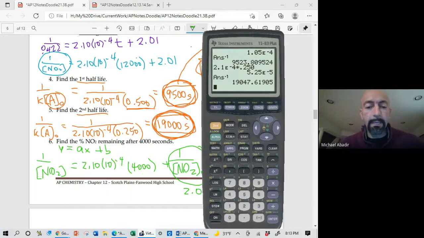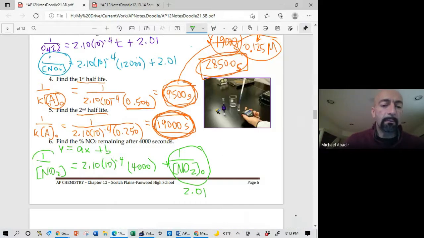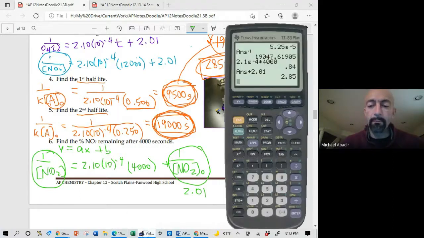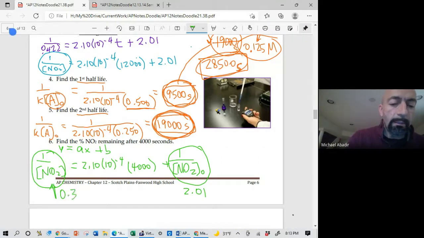So let's do that real quick. We're going to do 2.1 e negative 4 times 4,000 for the time, plus 2.01. That was the intercept, which is the same as 1 over 0.5, essentially. Now, remember, that's equal to the inverse. So you have to inverse that. So we're going to write that, and that's going to be 0.351. So this is 0.351 molar, but that's not the final answer. That's just how much is left after 4,000 seconds.